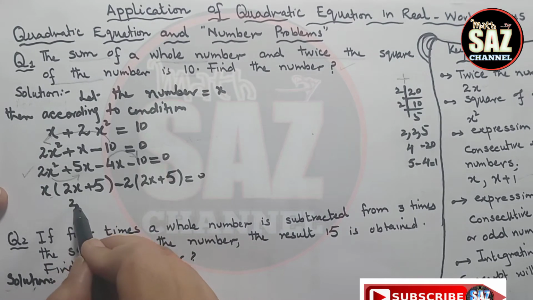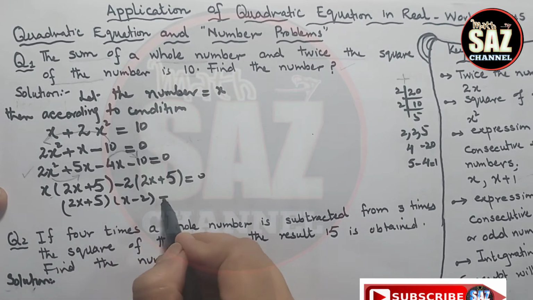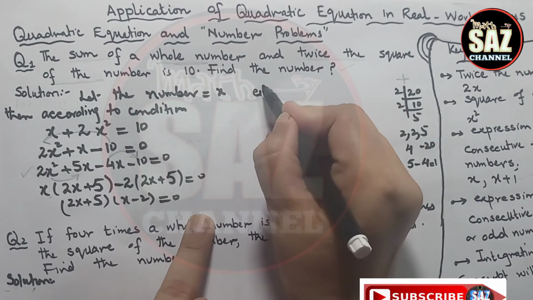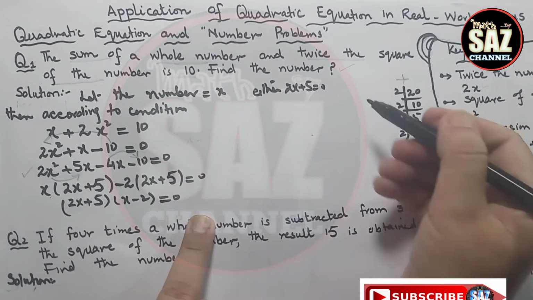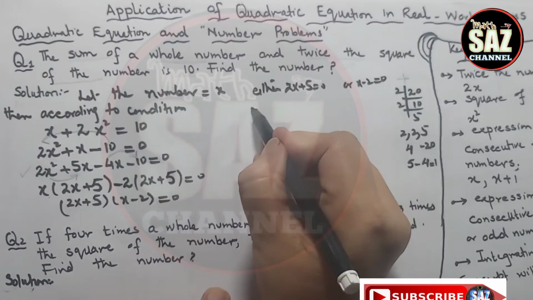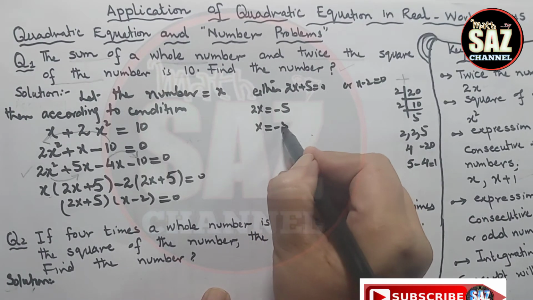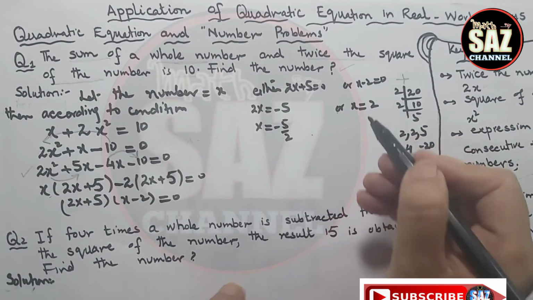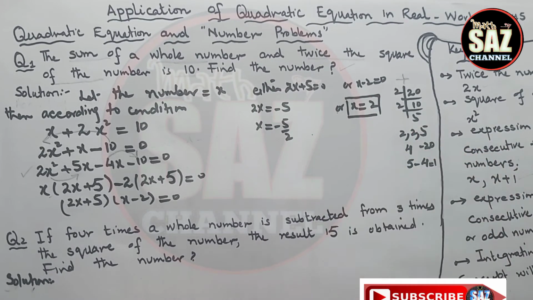Pull it out. 2x plus 5 into x minus 2 equals 0. Now what we can do is apply either 2x plus 5 equals 0 or x minus 2 equals 0. This will give me 2x equals minus 5, x equals minus 5 by 2, or x equals 2. Now which one will be the accepted answer from these two answers?